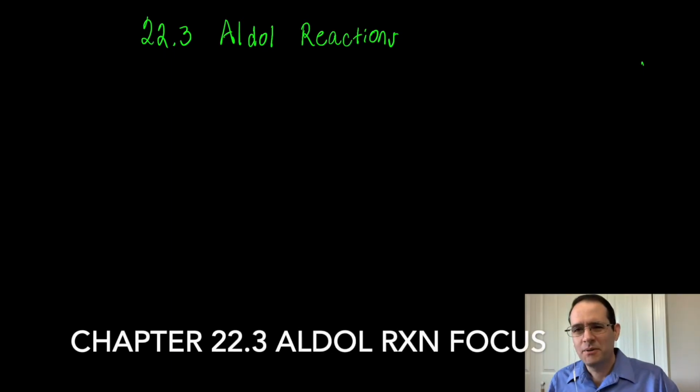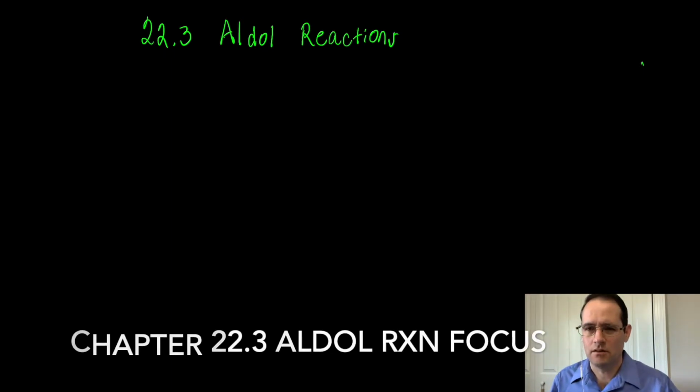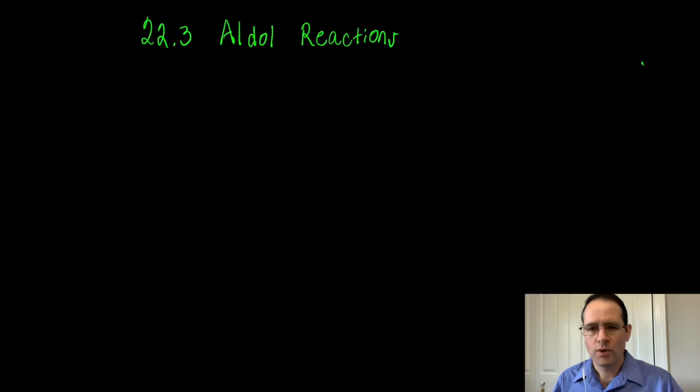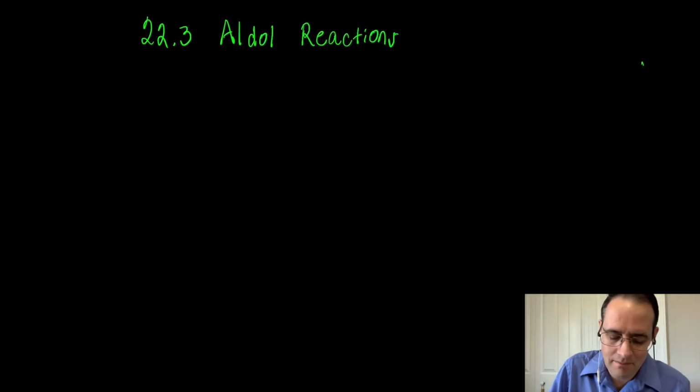Welcome back. We're doing section 3, which is called the Aldol reaction. We'll work through the Aldol reactions, and then I'll have an additional video that talks about crossed Aldol reactions. This section of chapter 22 is very large, and so this is where most of the meat and potatoes comes in. The Aldol reaction is an important carbon-carbon bond-forming reaction that starts with aldehydes.